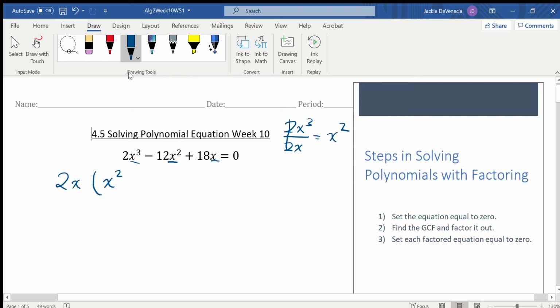Now let's look at this one, negative 12x squared. If I divide 2x from it, remember with the exponents, you're actually subtracting them. So 2 minus 1, that just gives you 1. And then negative 12 divided by 2 gives you a negative 6x. And then you're doing 18x divided by 2x. The x's are the same, they cross off, and you're just left with 18 divided by 2, which is 9. And that's all set equal to 0.